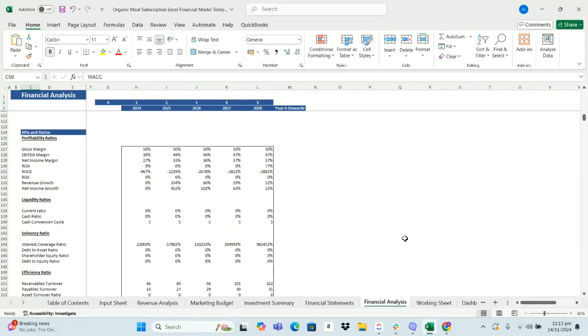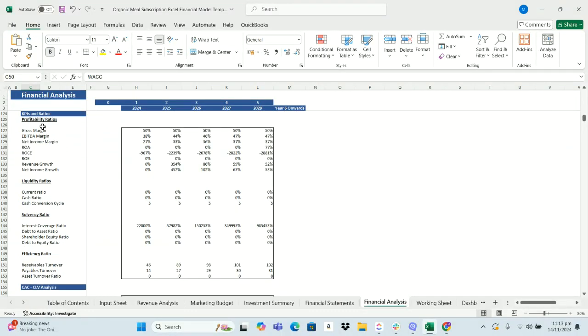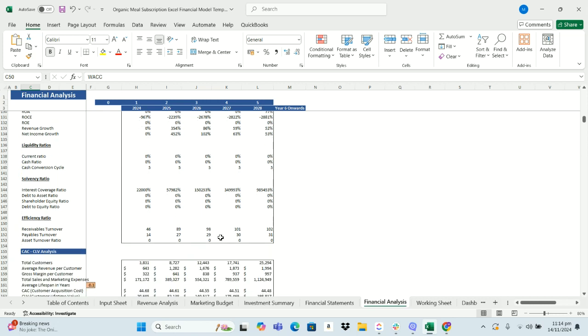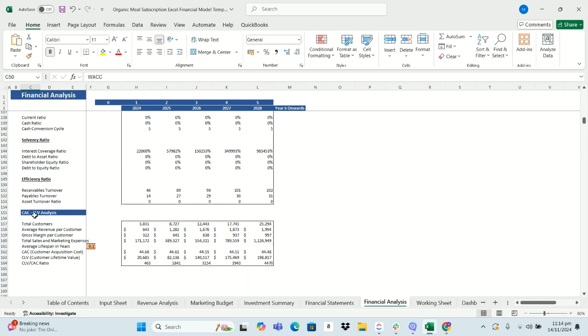Then over here we have calculated key performance indicators and ratios, which show the company's profitability, liquidity, solvency, efficiency. And then last, we have calculated customer acquisition cost and customer lifetime value analysis.